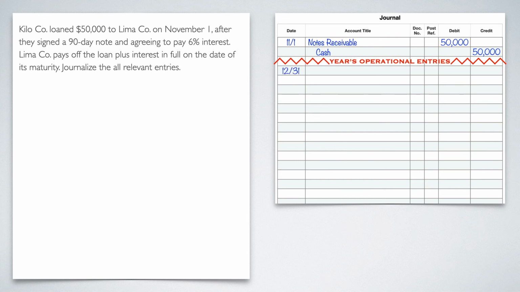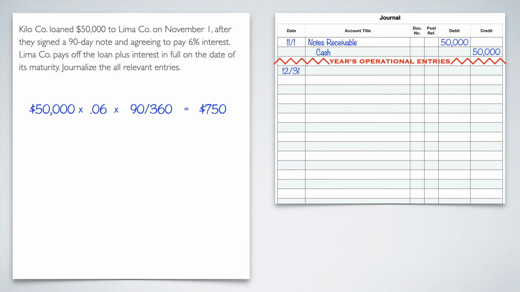So we need to do the calculations again. Again, it's the principal amount times the interest rate times the time expressed in a fraction of a year. So our principal, again, is 50,000. Our interest rate is, again, 6%. But this time we're going to be doing it in days because that's what the information is given to us as. So we're going to use the banker's rule. So it's 90 days over 360 because we assume that the year has 360 days. And if I do that, that's going to give me a total interest over the life of the note to be 750.